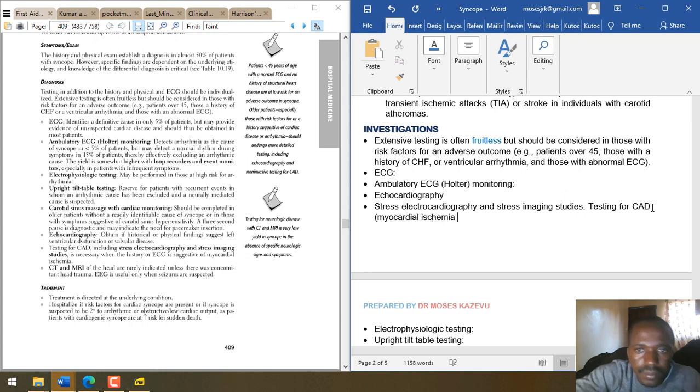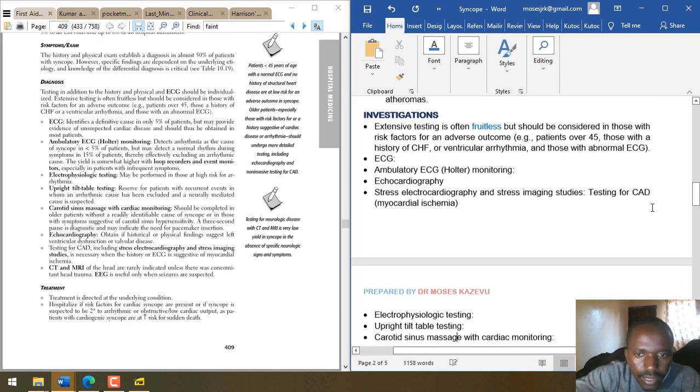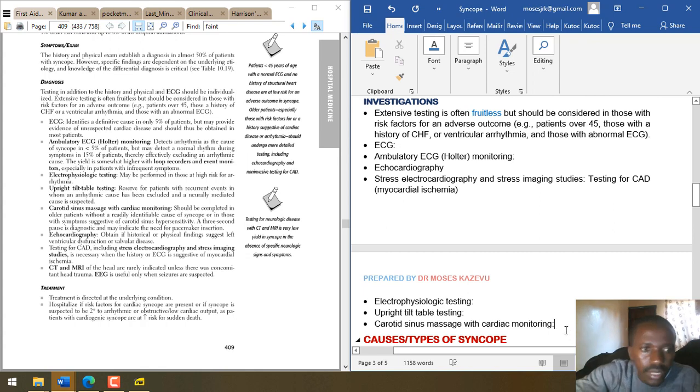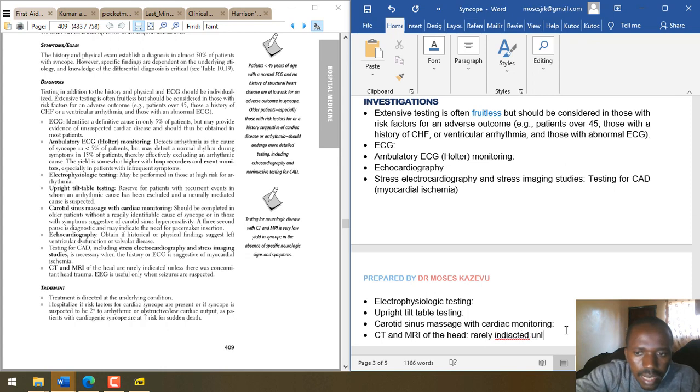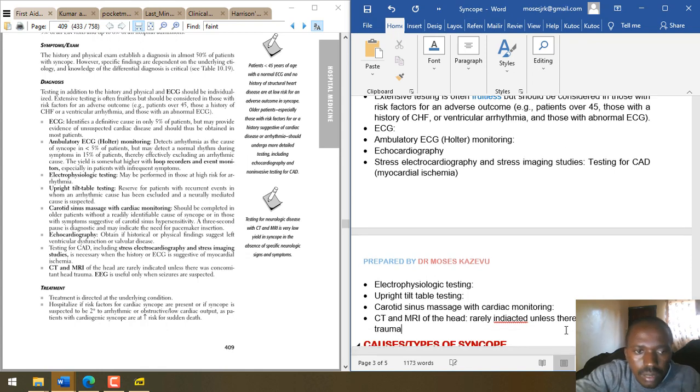Okay, CT scan is also very, very important. So CT and MRI of the head. Okay, so rarely indicated unless there is a history of head trauma. EEG is useful, or EEG rather, not ECG. EEG is useful only when seizures are suspected.